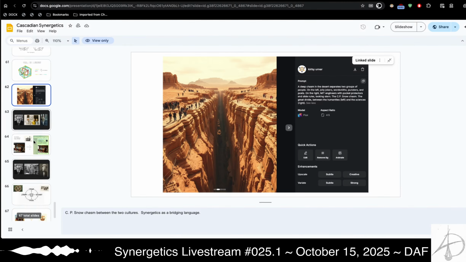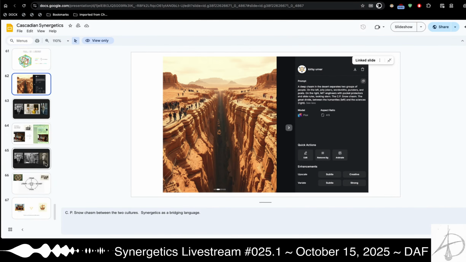Here, in the sort of closing stretch, we return to this CP Snow idea of there being two cultures. Here's the prompt that was used to generate this image. Kirby wrote, "A deep chasm in the desert separates two groups of people. On the left, jolly jokers, wordsmiths, punsters, and poets. On the right, MIT engineers with pocket protectors and slide rules looking stern. The CP Snow chasm. The great divide between the humanities and the sciences."